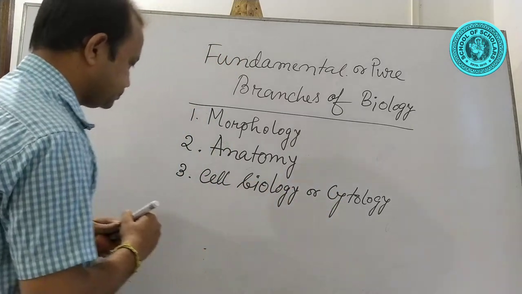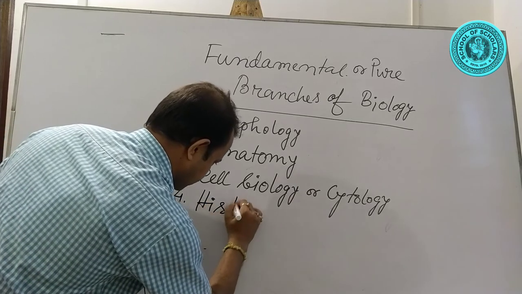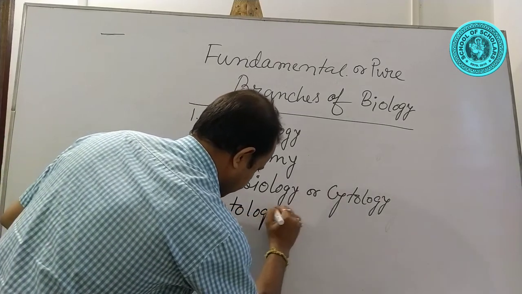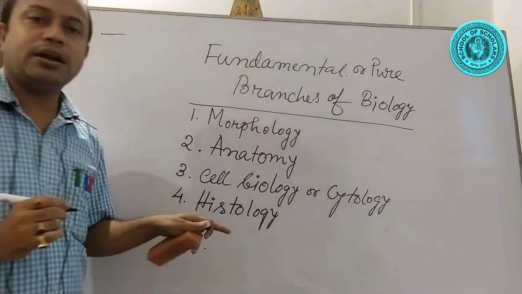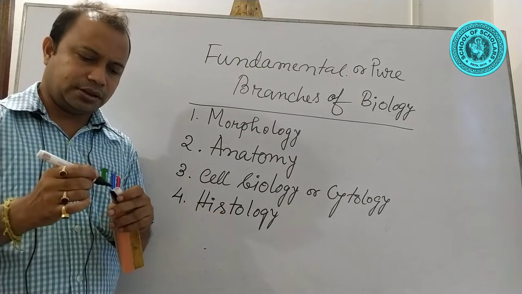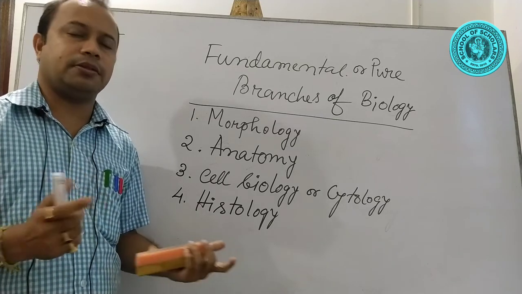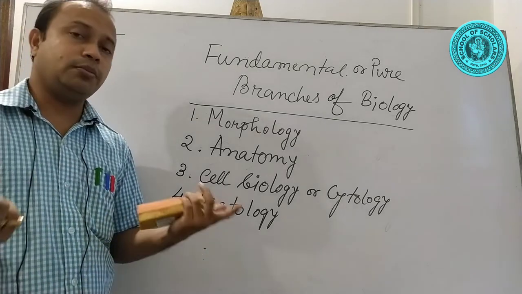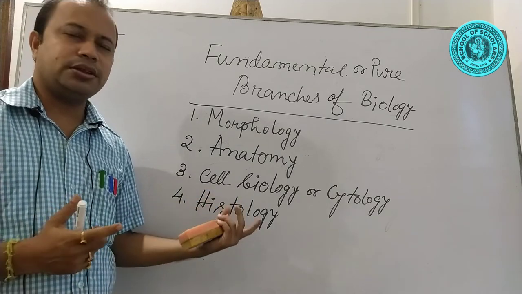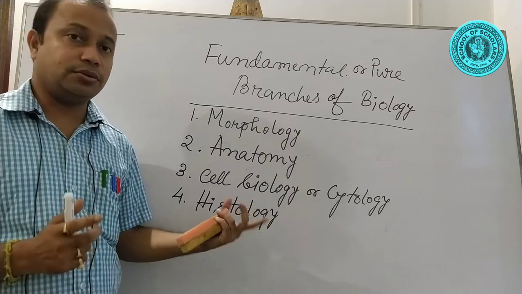Next one is histology. Histology means study of tissue. It may be animal tissue or it may be plant tissue. What do you mean by tissue? Tissue is a group of cells. Is it right? Tissue is a group of cells.